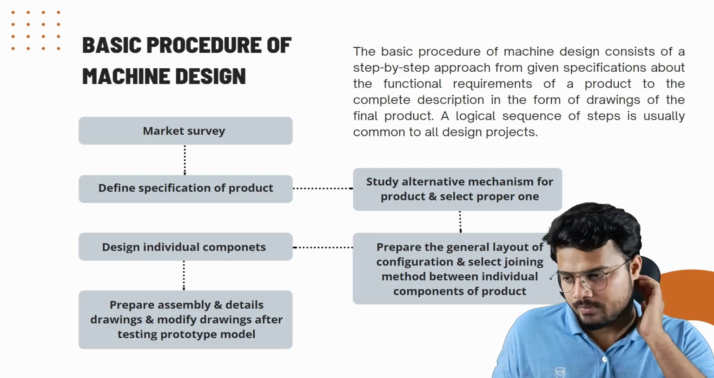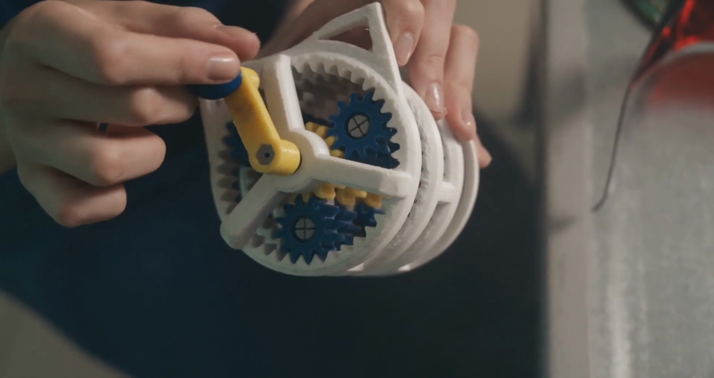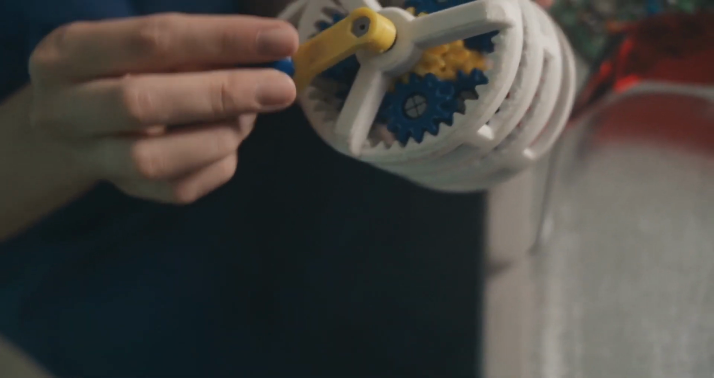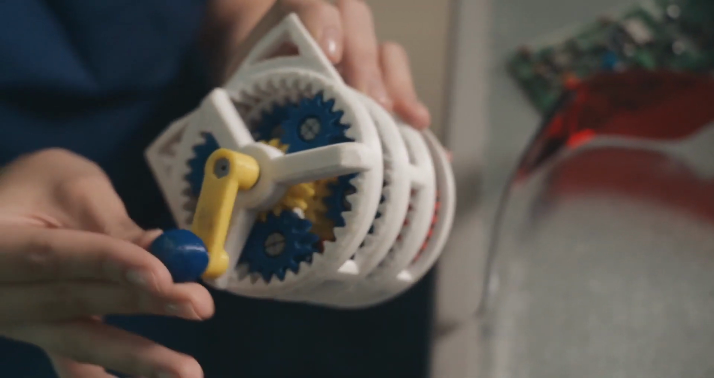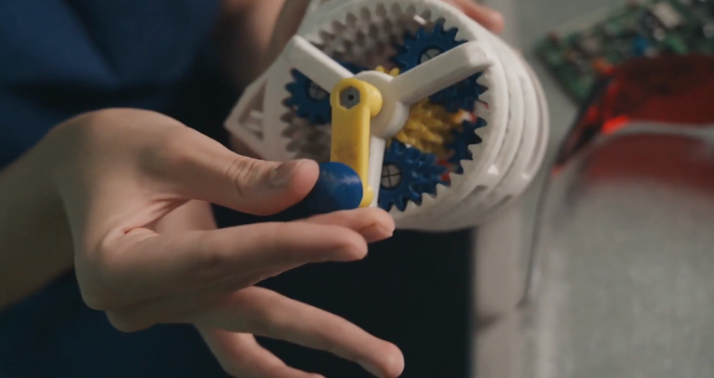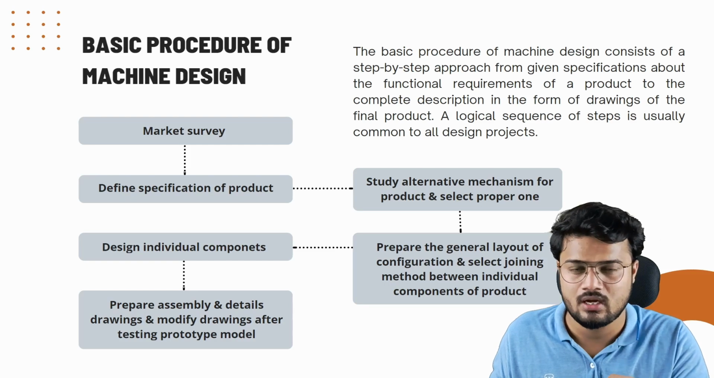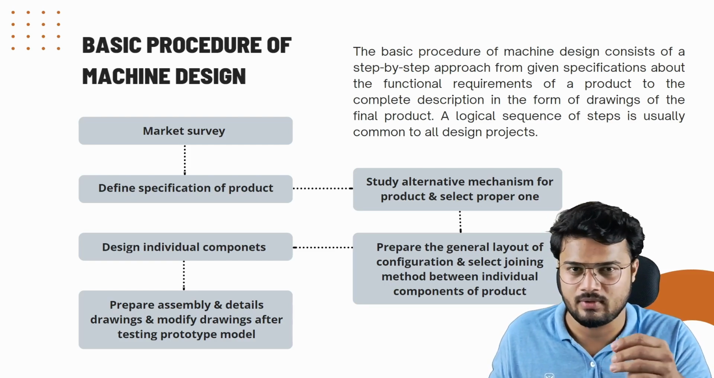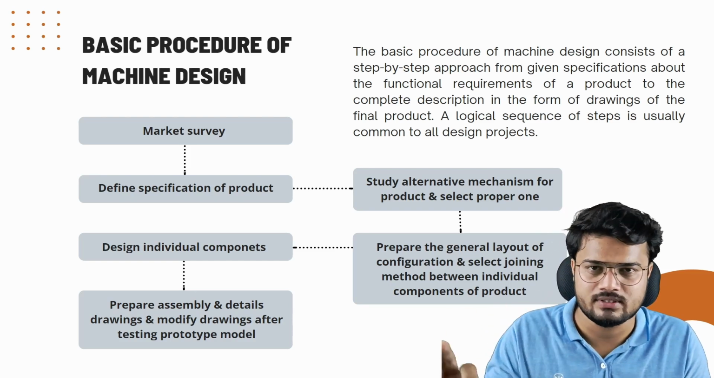Then there is the next step. You have to study alternative mechanisms for each and every specification you have defined for that product, and you have to select a proper mechanism. There are different types of mechanisms to perform a particular task. You have to pick the proper, efficient mechanism, which is the simplest but more efficient, and will cost the minimum. So you have to select a mechanism on that basis.